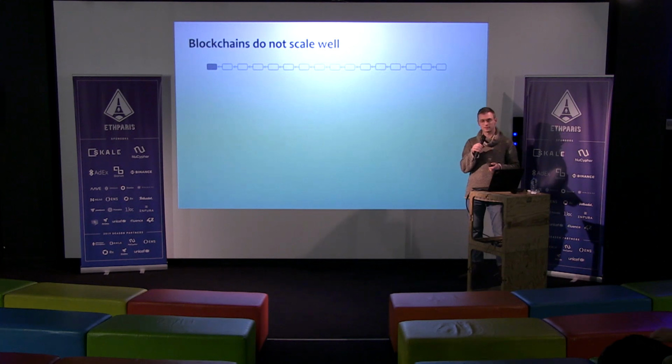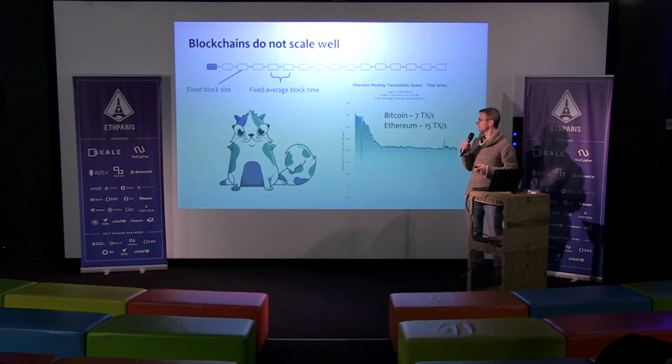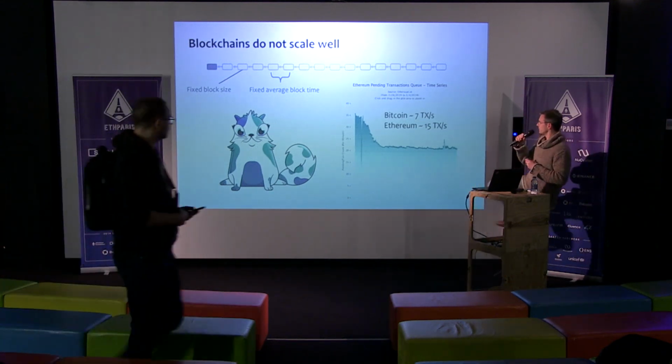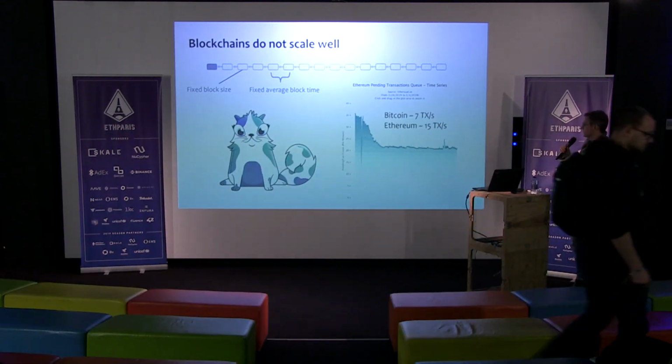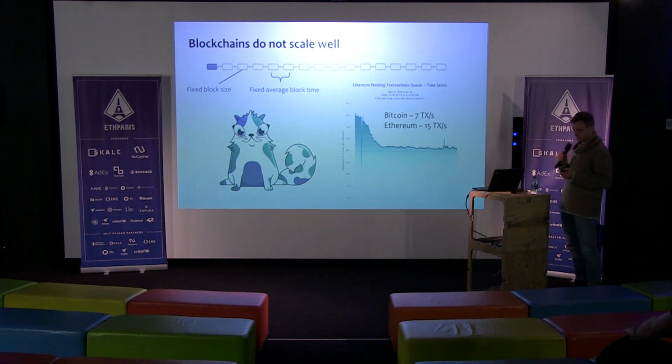So why state channels? This is a blockchain, and blockchains do not scale very well. We have a fixed block size, we have a fixed average block time, and as we know, for example, from the CryptoCredits example, blockchains do not scale very well. And as we can also see here, we also have a high pending transaction count. In Bitcoin, we only get 7 transactions per second, Ethereum 15, not very good.